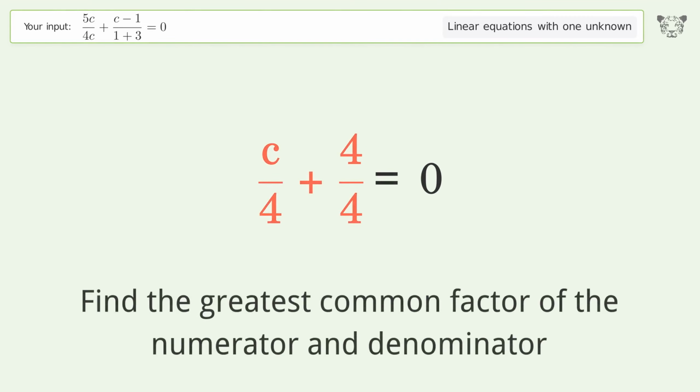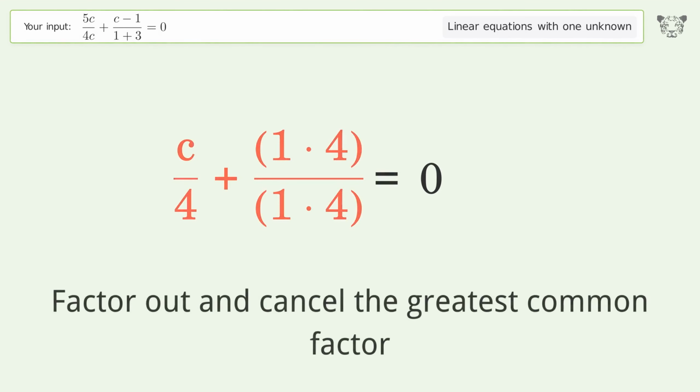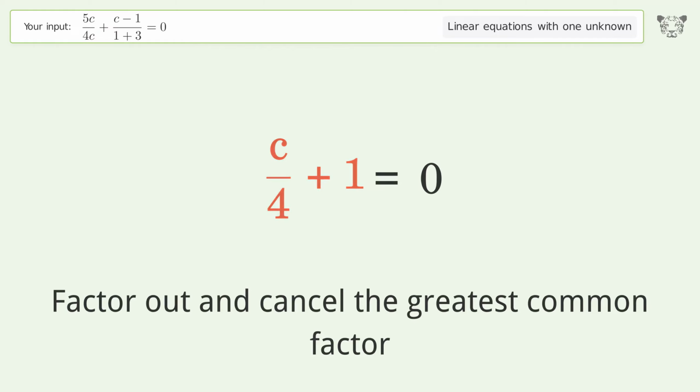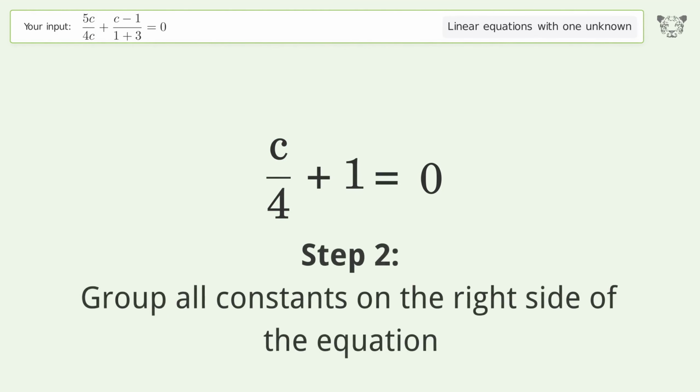Find the greatest common factor of the numerator and denominator. Factor out and cancel the greatest common factor. Group all constants on the right side of the equation. Subtract 1 from both sides.